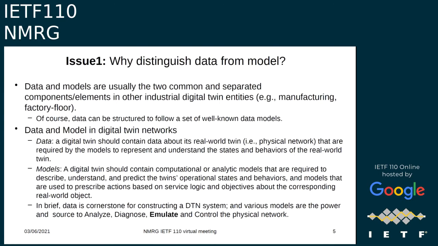For model, we identify 2 kinds of model. The first is the computation and analytics model, which can not only describe and understand the twin's operation state and behavior, but also predict the twin's operation state. The second model is used to prescribe the action based on service logic. One typical example is a policy-related model, like an event condition action model. Based on this definition analysis, we think data and model should be separated. Data is a cornerstone for constructing a digital twin system. Model can be seen as a source to analyze and diagnose, emulate, and control the physical network.